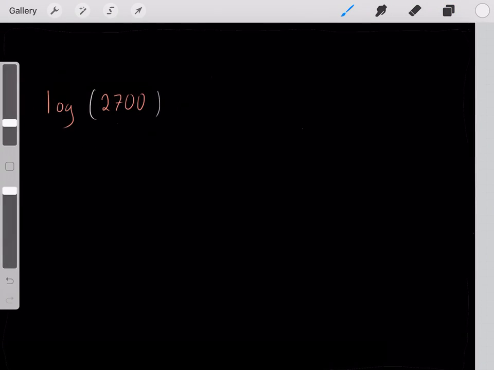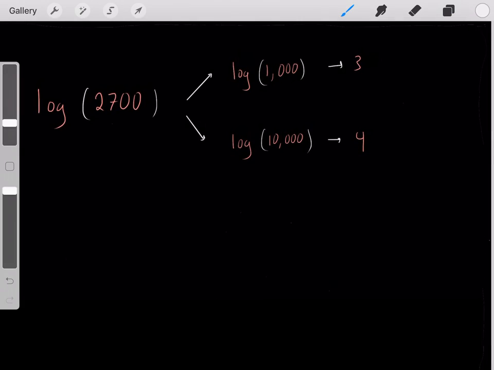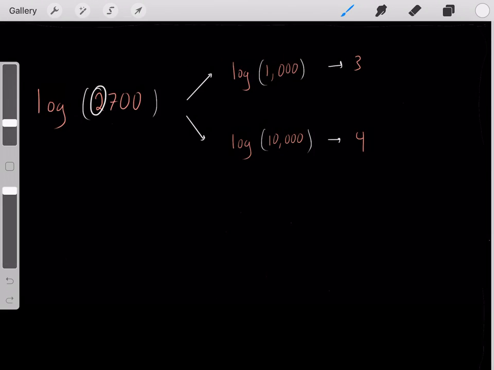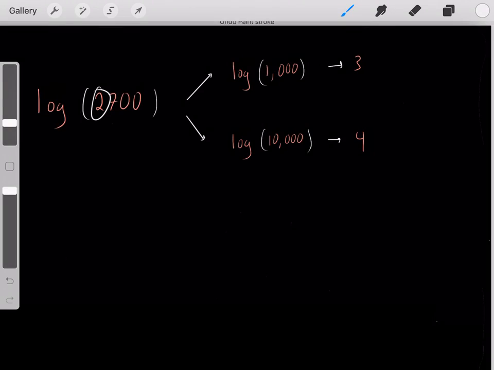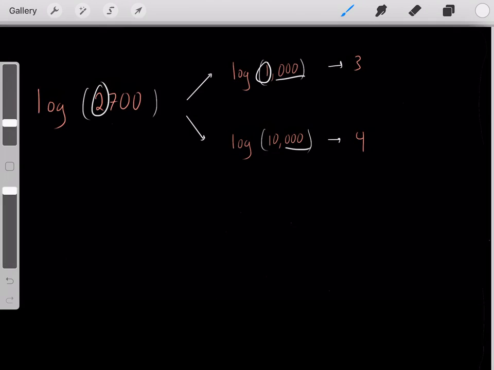So what if we have something like this? Log to the 2700. Well, again, the way I like to do this is I like to create a range. So what I do is just focus on this first digit. Don't worry about the 7. Just focus on this first digit. On this first digit, do one example with the 1, and then do another example where that first digit is now 10. So again, focus on that first digit. We see we have 3 magnitudes. So again, see those 3 magnitudes, but on that first digit, have a 1.